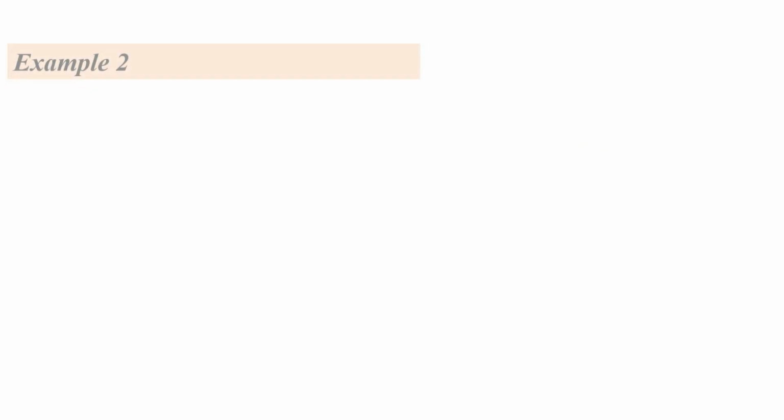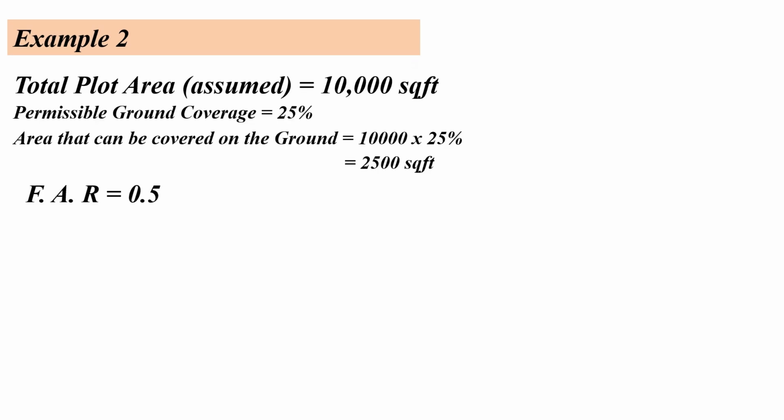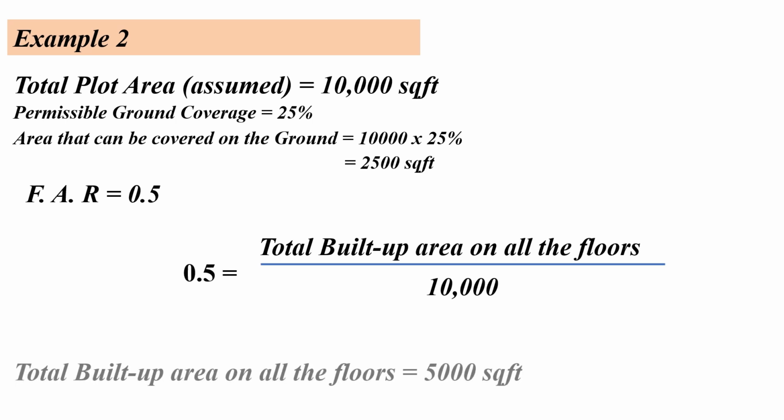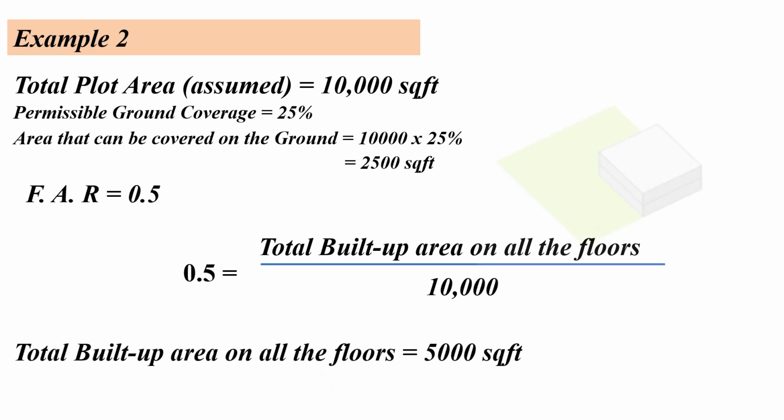Let's take another example with the same permissible ground coverage but with FAR of 0.5. By putting the values in the formula, we get the total built up area on all the floors equal to 5,000 square feet, which means we can build two floors with 2,500 square feet on each floor.